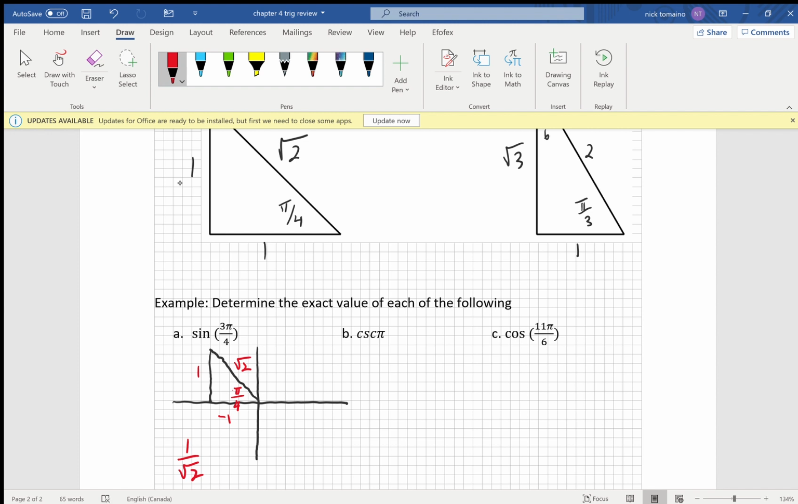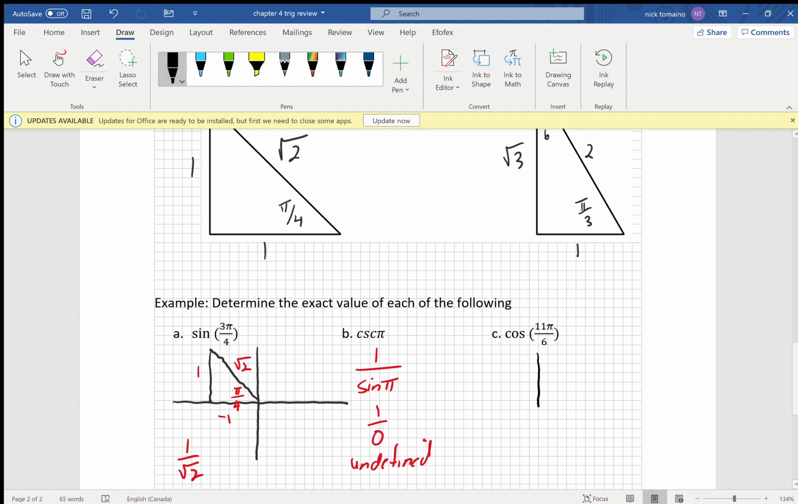Now cosecant pi. Remember what cosecant is. That's 1 over the sine of pi. And the sine of pi, if we go here, remember sine is sort of like the height of the triangle, so at pi it is 0. So we have 1 over 0, which is undefined.